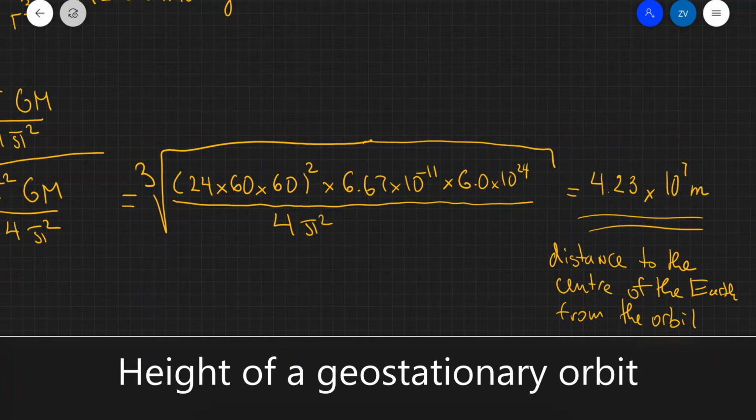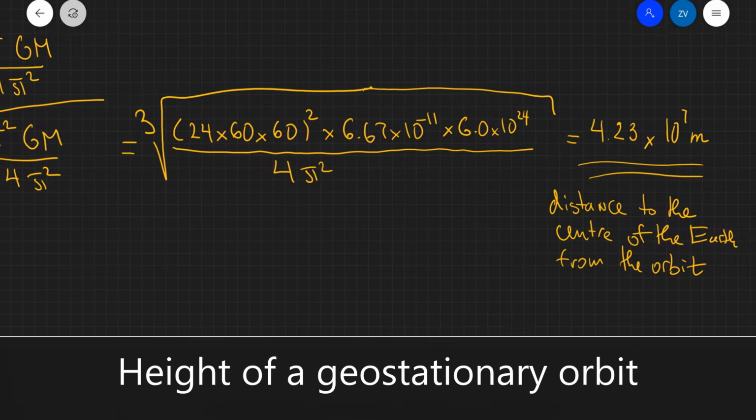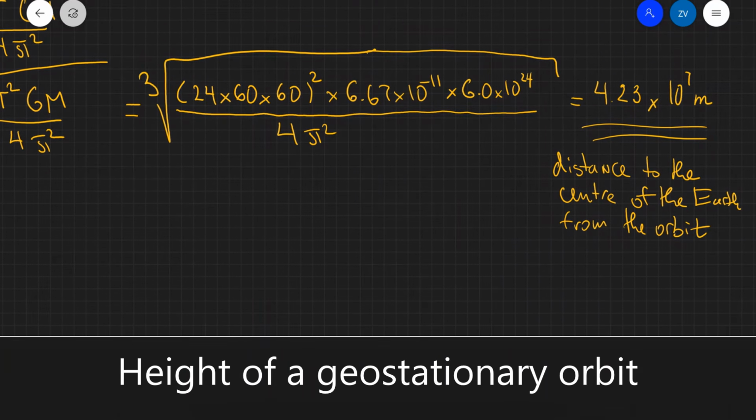Now, in order to find the distance or the height above the surface, we need to take away the radius of the Earth. In other words, the distance which we have found is this one over here, and the one that we are looking for is this blue distance.